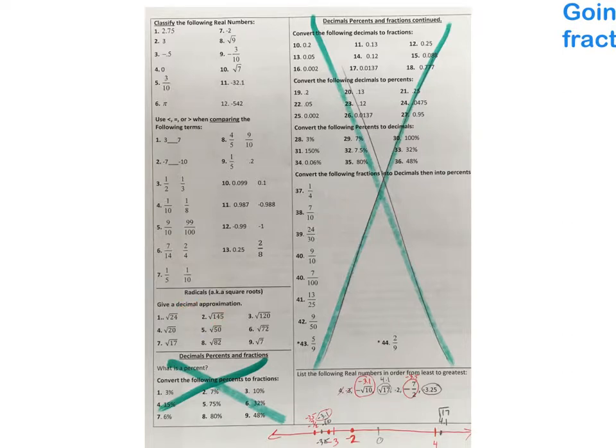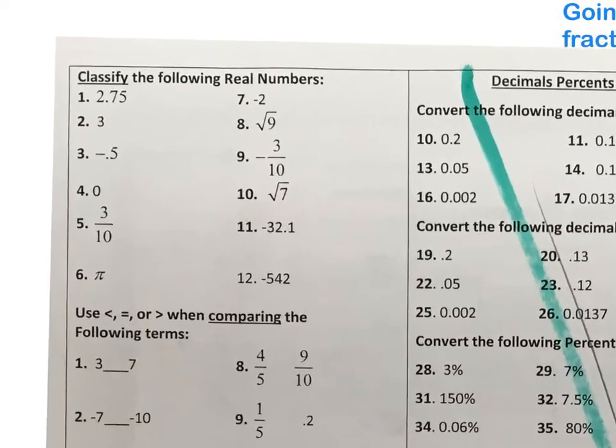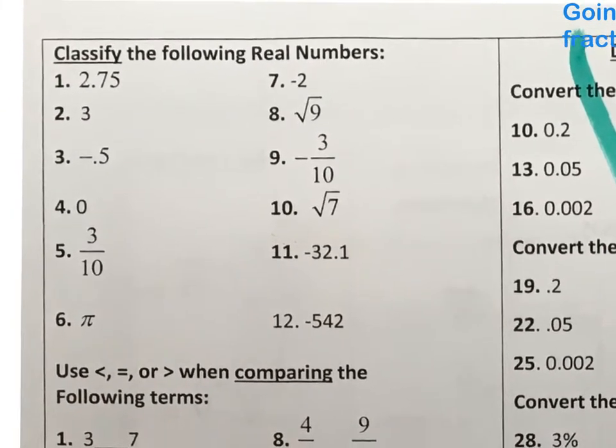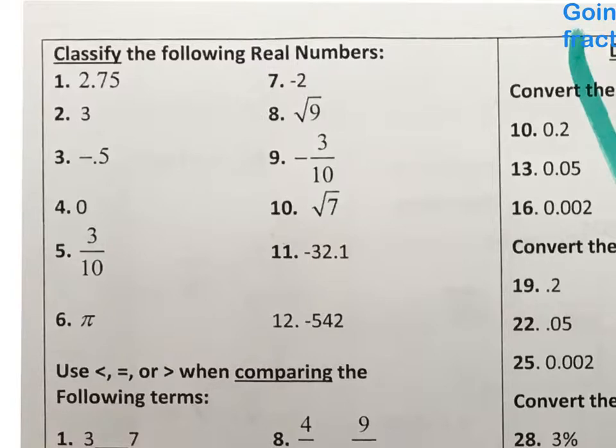So I think we all understand the classifying part, right? Let's just go over a couple of these right here. What would you classify number one as? Rational. Because any decimal or any fraction is a rational, even if it's negative. How about number two? Natural. Yes, it's whole, but natural is even more specific. How about number three? Rational again.